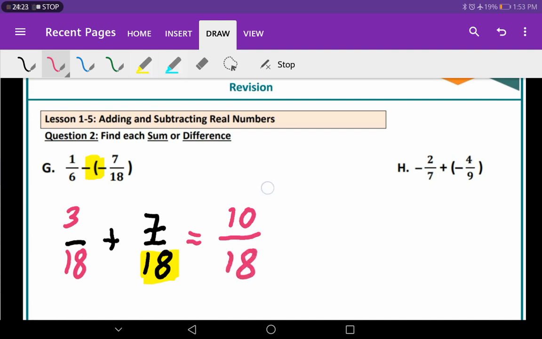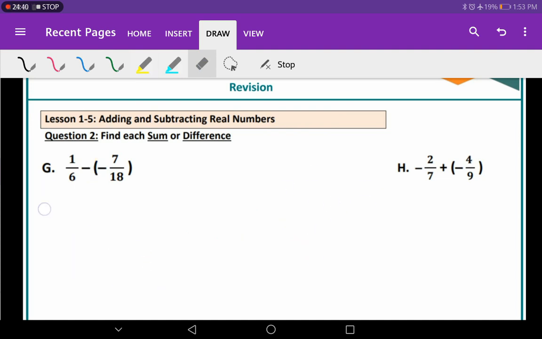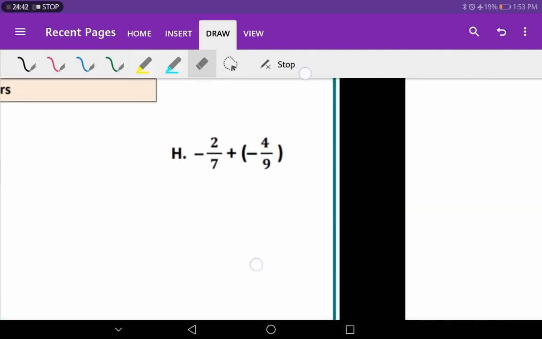You cannot leave the answer as 10 over 18 actually. You have to simplify it. So divide by 2, divide by 2 directly. If they both work up and down, it's good. So 5 over 9 is the right answer. The last question here is H in the 1-5. So this is for Hamada and this is for Hamada too.